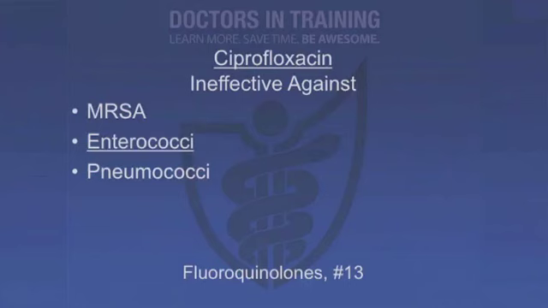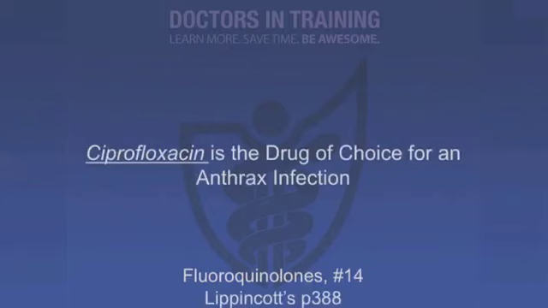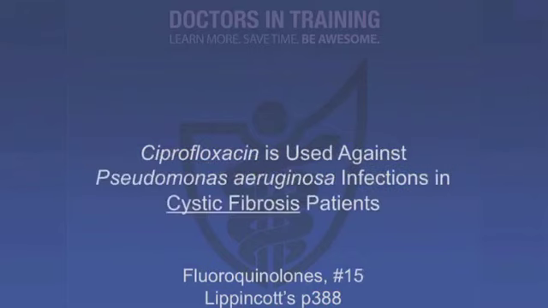It's also good for a lot of skin pathogens, but it's not going to get MRSA. It's not going to get enterococci or pneumococci. It's great for anthrax. In fact, it's the drug of choice for anthrax, both for treatment and prophylaxis. And it's also used as the drug of choice for Pseudomonas aeruginosa, especially in patients with cystic fibrosis. Another second generation fluoroquinolone is norfloxacin.